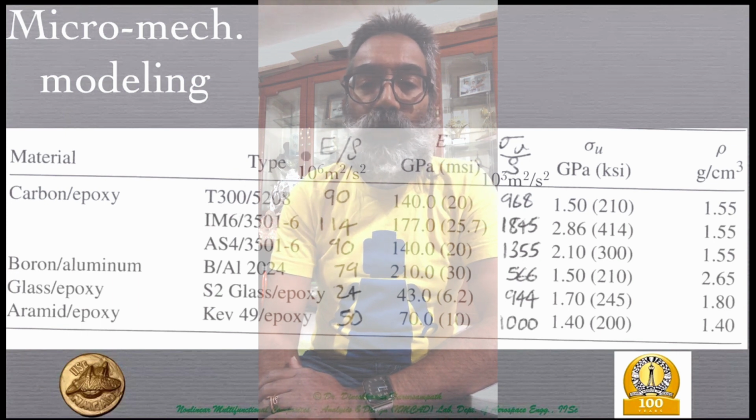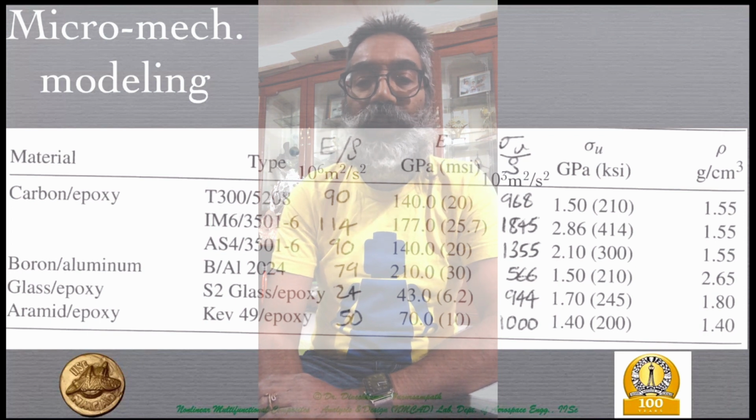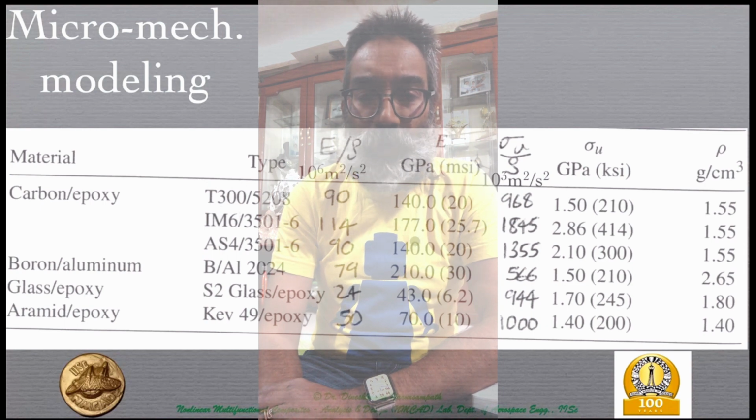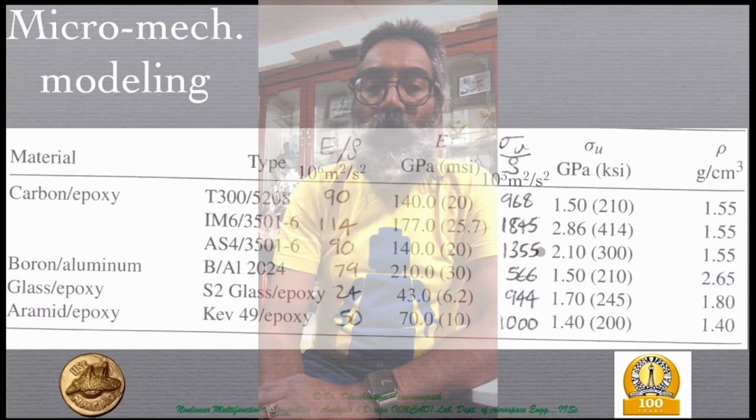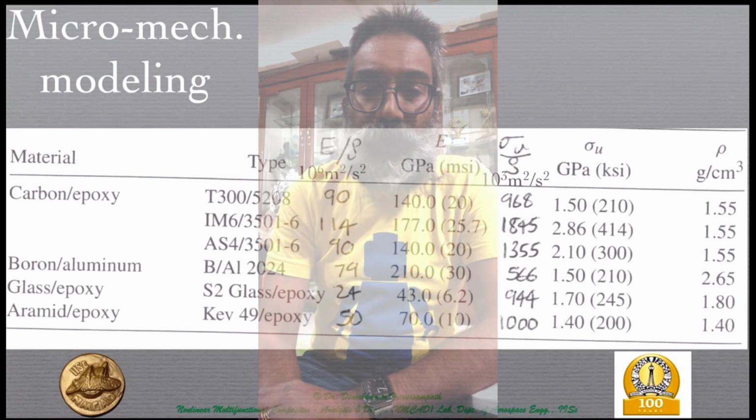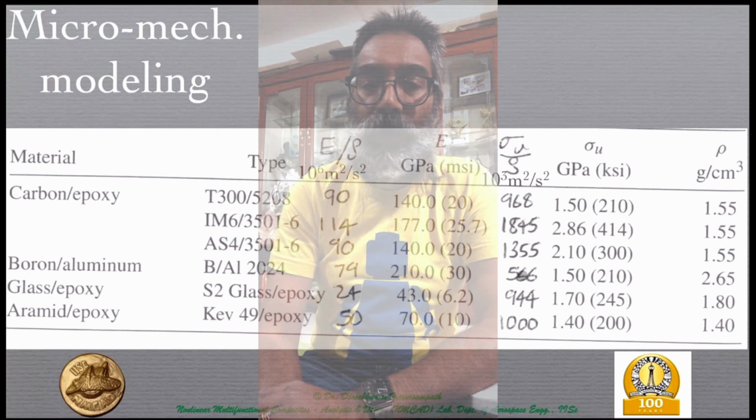But in most cases, we are looking at the square root of E by rho as the performance parameter, in which case the square root of 10 to the power 6 again becomes 10 to the power 3. So it's not going to be much of an issue over there. Now, of course, the unit will change. It will become meter per second instead of meter squared per second squared. So that is the range.